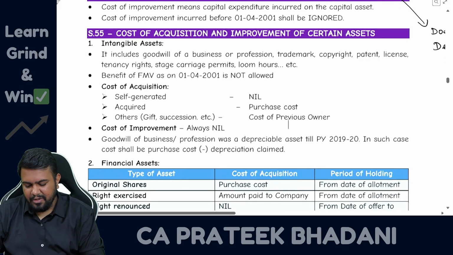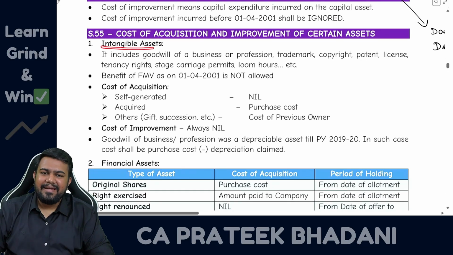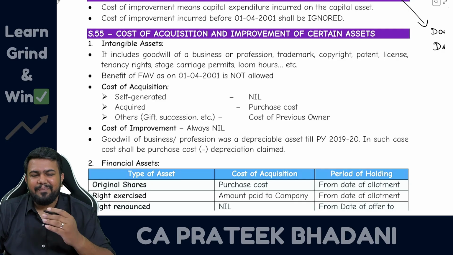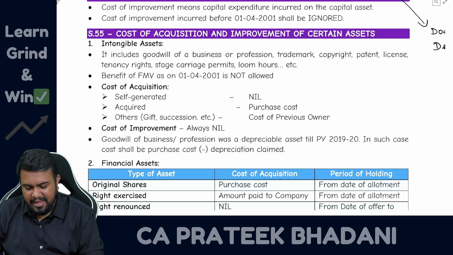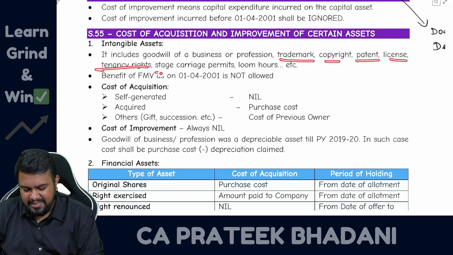Firstly, let us talk about intangible assets. Intangible asset means what? An asset which you cannot touch and feel, like patent, copyright, goodwill, trademark, etc. Other examples are also there: copyright, trademark, patent, license, tenancy rights, stage carriage permit.